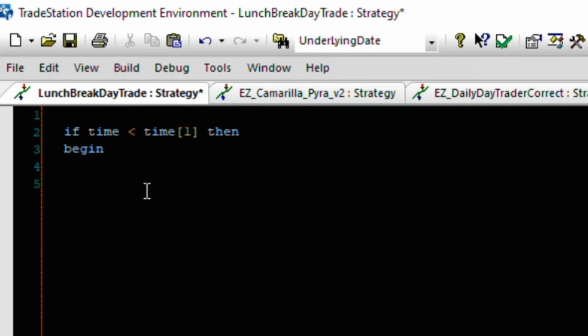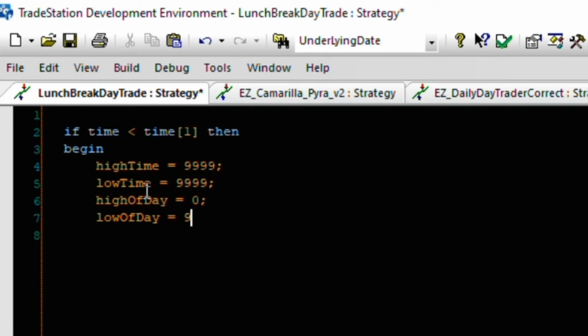What do we need to do? We need to default some variables. We need high time is equal to, we're in military time, so if we just go ahead and use four 9s, we'll be fine. I'm going to default these, and I'll show you why. High of day, we're going to do it the old-fashioned way. We're not going to use the built-in function, DayHigh. We're going to do it by hand. Let's set that equal to 0. Low of day is equal to 999999, six 9s, okay?